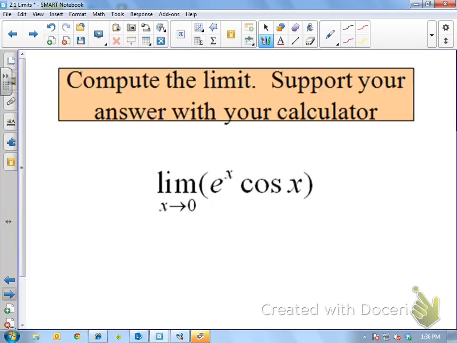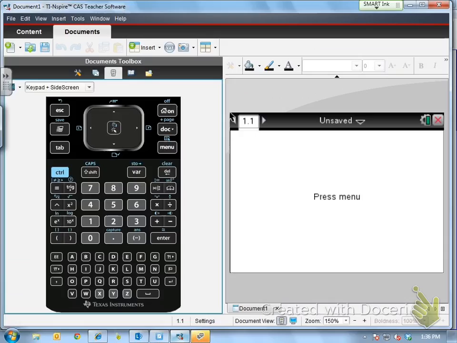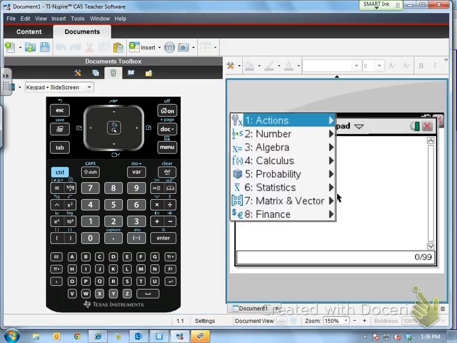Okay, so on this one, we're computing the limit. You can just substitute in, but I also wanted to show you how the Inspire can help you check your answers and whatnot. We actually have a limit button on the Inspire. So we need a calculator screen. Right now I don't have a calculator screen. I'm just going to go to my scratch pad.